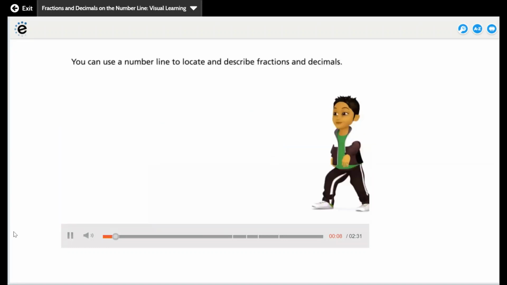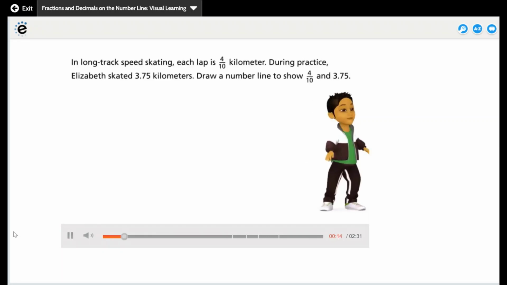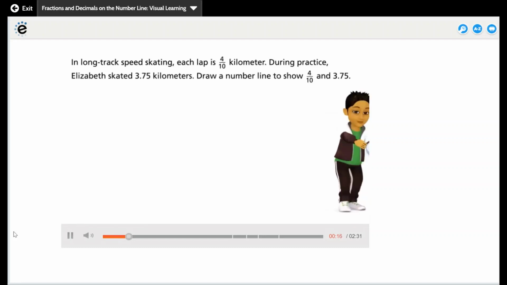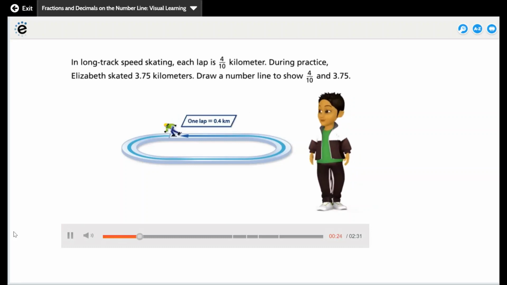You can use a number line to locate and describe fractions and decimals. In long track speed skating, each lap is 4/10 kilometer. During practice, Elizabeth skated 3 75/100 kilometers. Draw a number line to show 4/10 and 3 75/100.